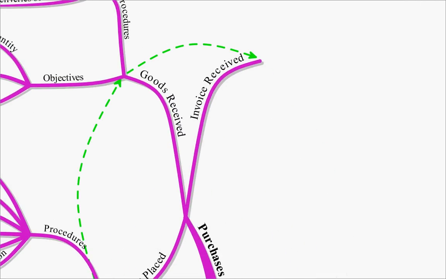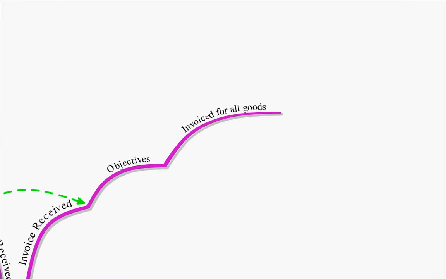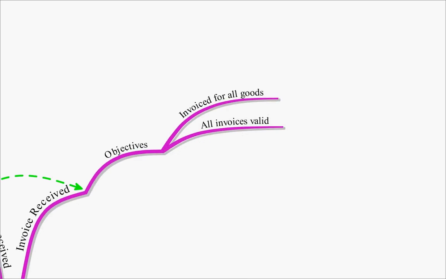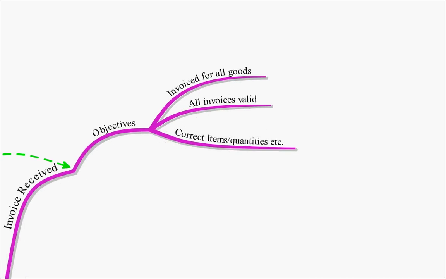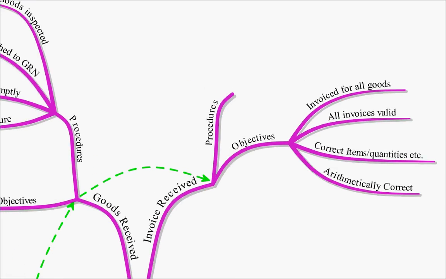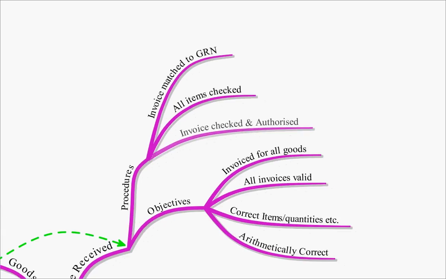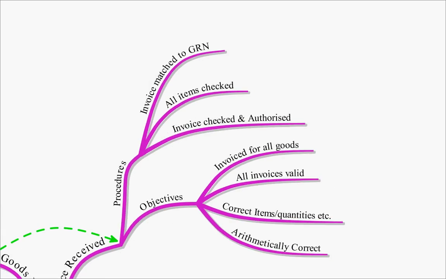Next step in the process then is to receive an invoice from our suppliers. Our control objectives will be that we're invoiced for all goods, that all the invoices we receive are valid invoices, that we get the correct items and the correct quantities, and that all the calculations are correct on the invoice, that they're not overcharging us or calculating the VAT wrong, something like that. Procedures to ensure this happens. We're going to match our invoices to goods received notes. We're going to check all items, and we're going to check all invoices and make sure that they get authorized.